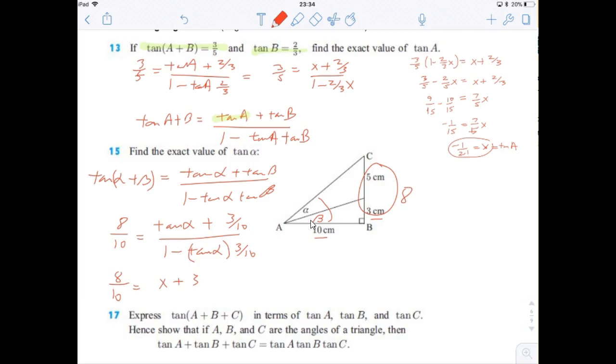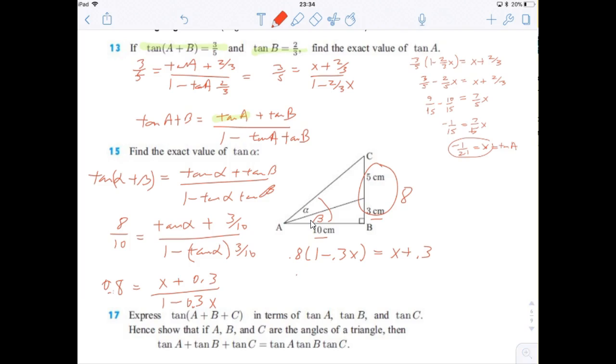X plus 3/10. And instead of writing 3/10, let's just write 0.3 and 0.8. That's easier, right? Especially since I've got this big fat marker. 1 minus 0.3 times x. And now we'll multiply both sides by 1 minus 0.3x. So 0.8 times 1 minus 0.3x equals x plus 0.3.